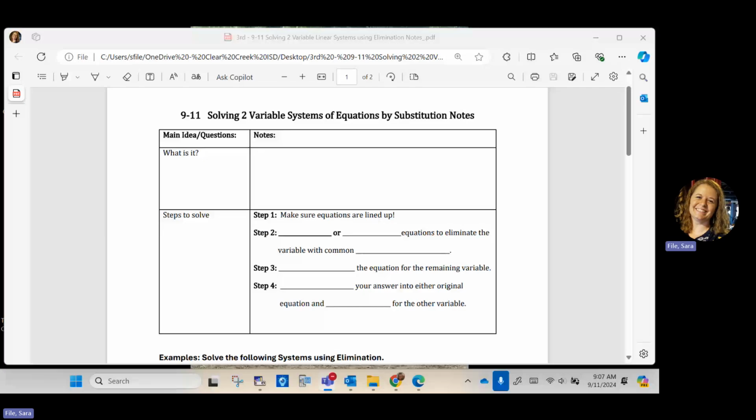Solving systems of equations by substitution. On Monday, we looked at 2 variable systems, and yesterday we looked at 3 variable systems, but we solved them both using the same method of substitution. What we are going to look at today and tomorrow is a new method. There's a typo here. I know it says substitution, so we need to mark that off in the title. We've already talked about substitution the past 2 days. Now we're going to talk about an alternate method called elimination.